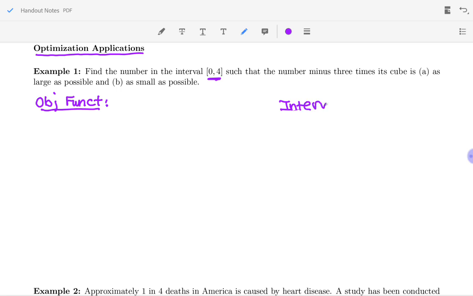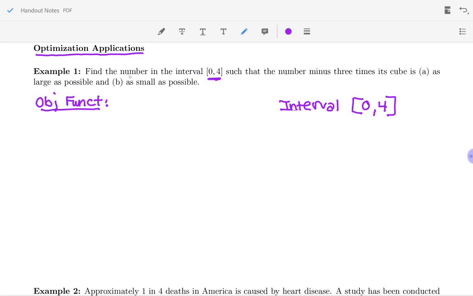I am, however, given my interval. I want to make this as big and as small as possible, but I can't just choose a billion to make it big and negative a billion to make it small. I have to pick between numbers 0 through 4. So the tricky part about this one is I need to figure out what the function is. So I need to read a little bit closer this time.